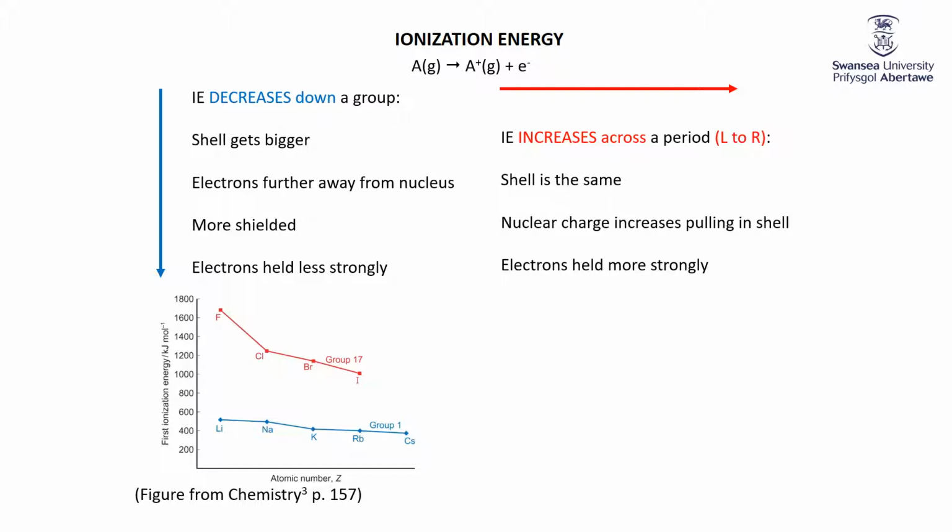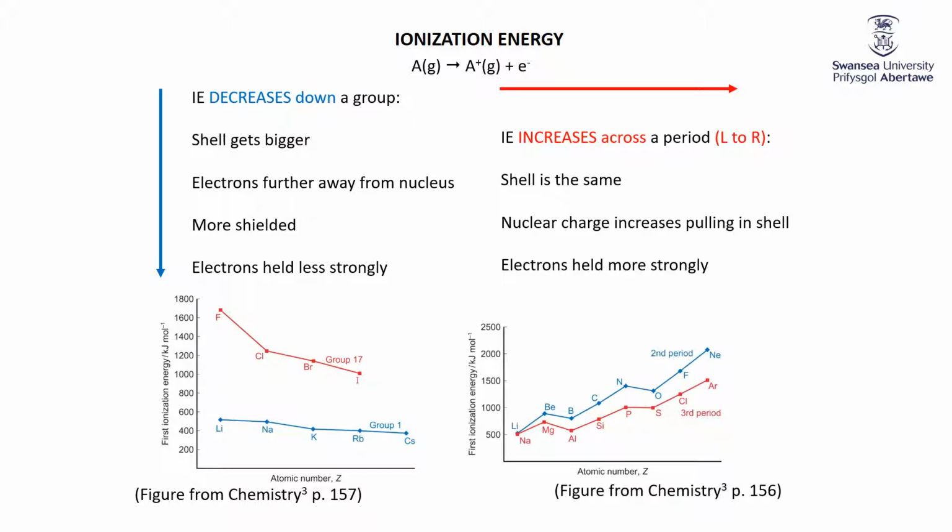So radius increases down a group, decreases across a period. Ionization energy decreases down a group, increases across a period. Okay, same general phenomenon in the case of both of them, just different effects. Further away, bigger radius, smaller ionization energy. Closer in, smaller radius, larger ionization energy. And one can see a pretty little graph for that, again taken from Chemistry Cube, the book that we use in our first year of the main BSc course.